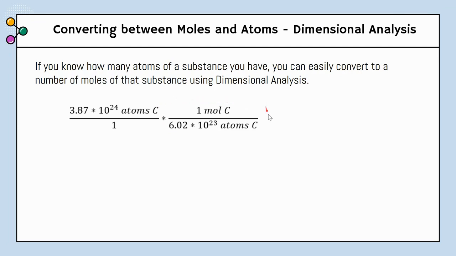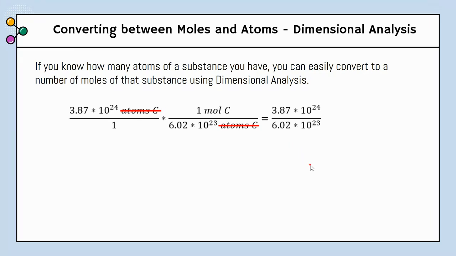Remember, the numerator and the denominator are equal in value, just different in unit. 1 mole is equal to 6.02 times 10 to the 23 atoms. What I will do then is cancel out my units that are on numerator and denominator, so atoms of carbon cancel. I will then multiply my numbers straight across. Notice that both of these are multiplied by 1, so in the numerator we have 3.87 times 10 to the 24th. In the denominator we have 6.02 times 10 to the 23.